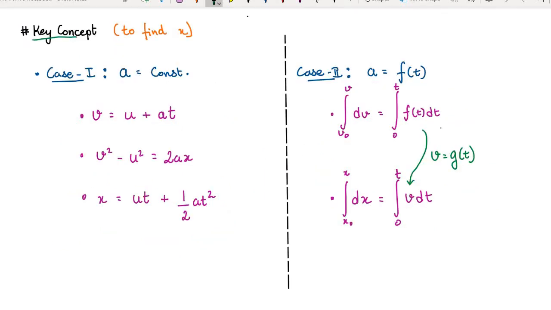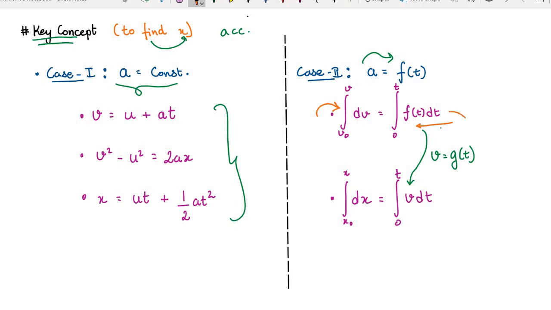Now let me discuss the key concept to find out the value of displacement for different cases of acceleration. If the given acceleration is constant, then we can use these three equations. If the acceleration is a function of time, then we need to integrate dv from v0 to v and f of t dt from 0 to t. From here we get the value of v in terms of t, which we need to integrate, v dt from 0 to t, to get the value of x.